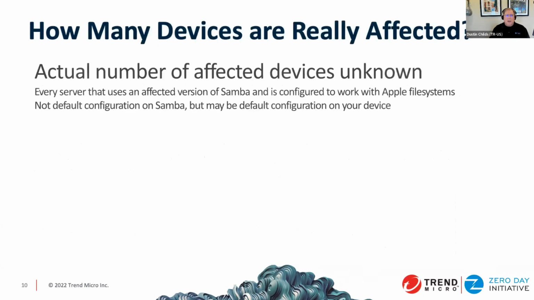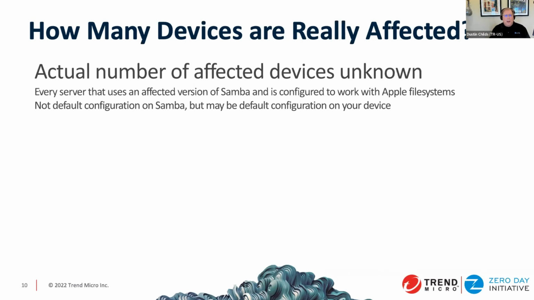Because the question becomes, well, how many devices are actually affected? And the answer is maybe. Every server that uses an affected Samba version and is configured to work with Apple file systems is affected by this. However, if I were to just download Samba right now, which I can do, and set it up on a server, this is not configured by default. So you would need to go into your Samba configuration and turn this on.